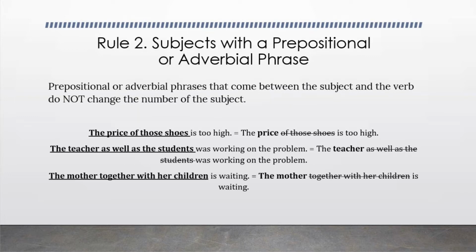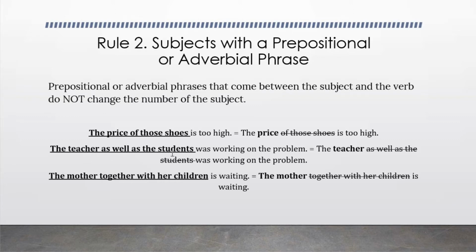Rule number 2. What if you have subjects with prepositional or adverbial phrases? Prepositional or adverbial phrases that come between the simple subject and the verb do not change the number. They don't matter, and I call them simply junk. Let's look at some examples. The price of those shoes, that's a complex subject, a complete subject, and you have a prepositional phrase, of those shoes, that doesn't count, and so the simple subject is price, it's singular, therefore the verb is.